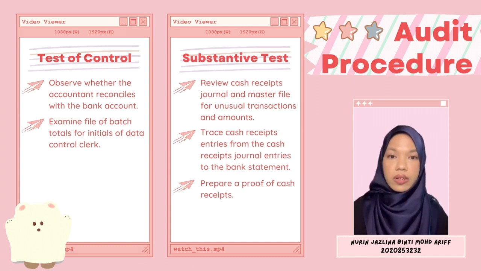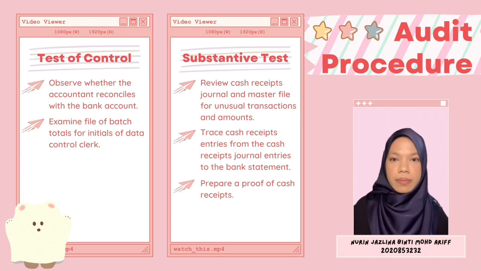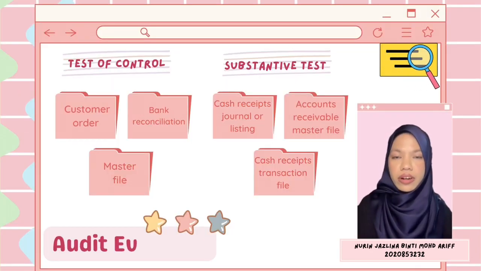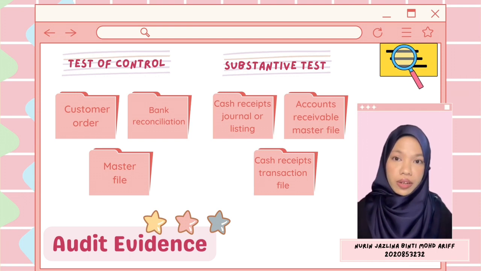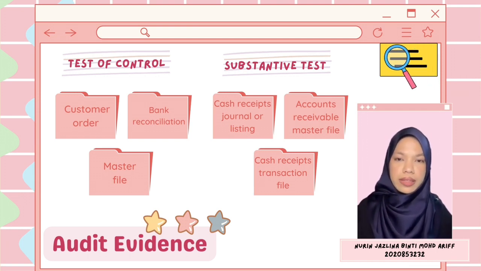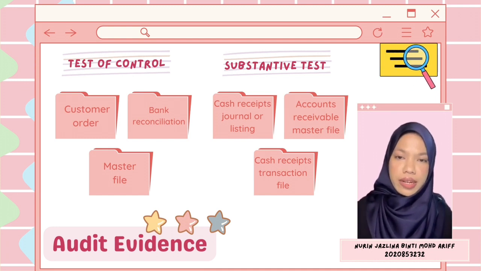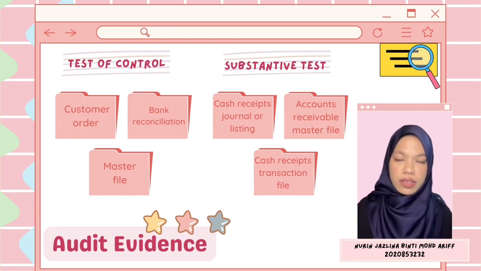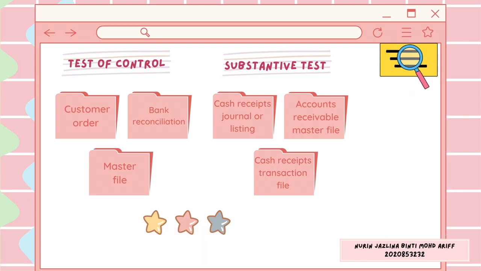While for the substantive test, the auditor may review cash receipt journal and master file for unusual transactions and amount. Next, auditor may trace cash receipts entries from the cash receipt journal entries to the bank statement for testing for dates and amounts of deposits. And lastly, prepare a proof of cash receipts. As for the audit evidence for test of control, the documents needed are customer order, bank reconciliation, and master file. While for the substantive test, the documents involved as evidence are cash receipt journals or listing, account receivable master file, and cash receipt transaction file.